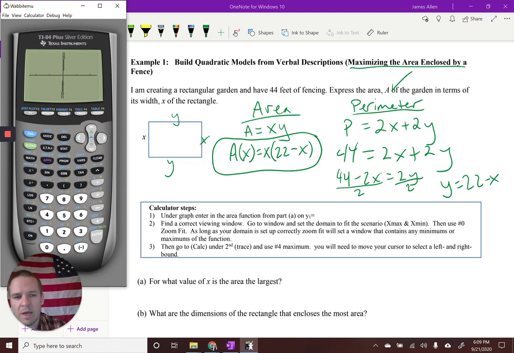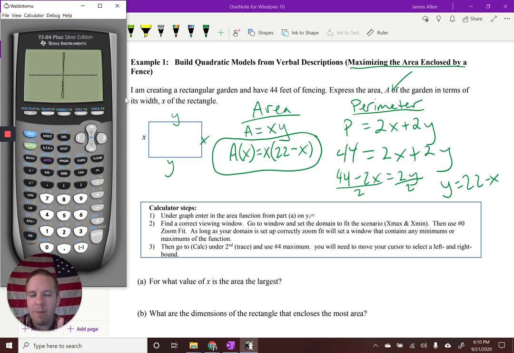Usually I actually start with zoom standard. I'm going to go zoom 6. That's how I like to start. But we can see, we know it's going to be a quadratic, so we know it's probably going up way up here and back.